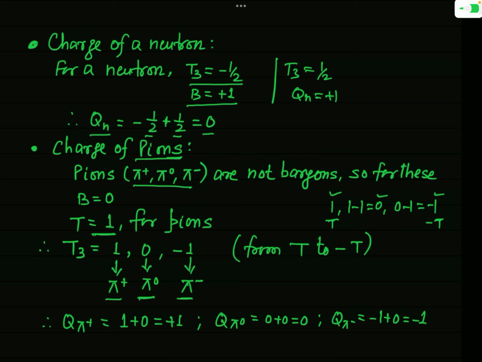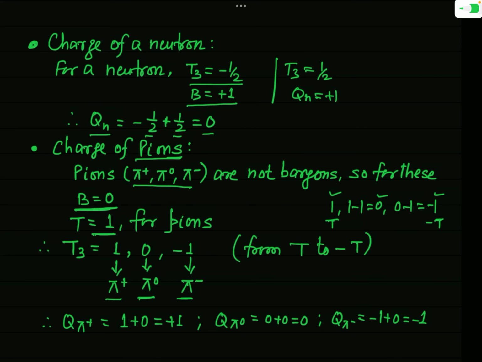Now T3 is already known for the 3 charge states of the pion. B is also known for this. You know, pions are not baryons. And if a particle is not a baryon, then the baryon number for all those particles which are not baryons is equal to 0. So since pions are not baryons, B will be equal to 0 for pi plus, pi 0 and pi minus. For all these three pions, B will be equal to 0.